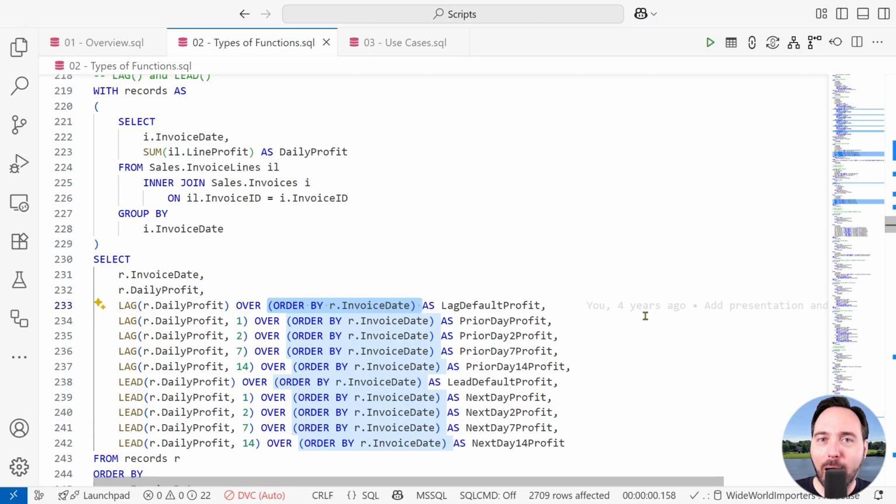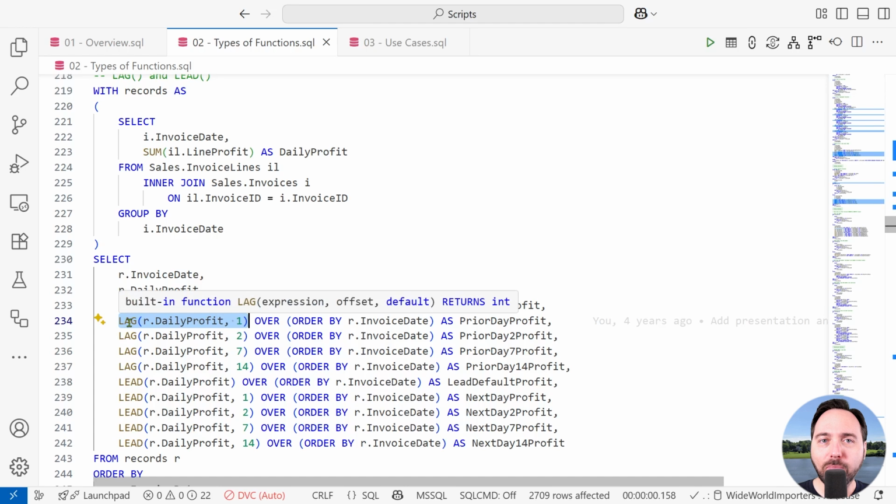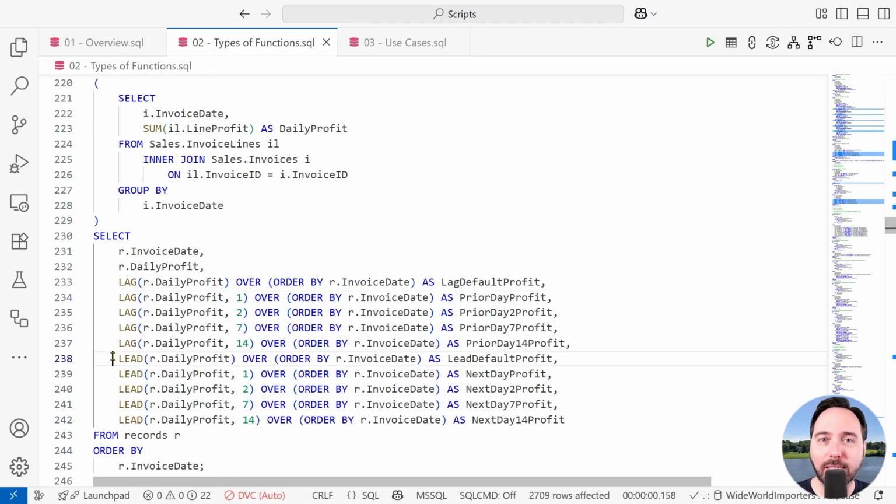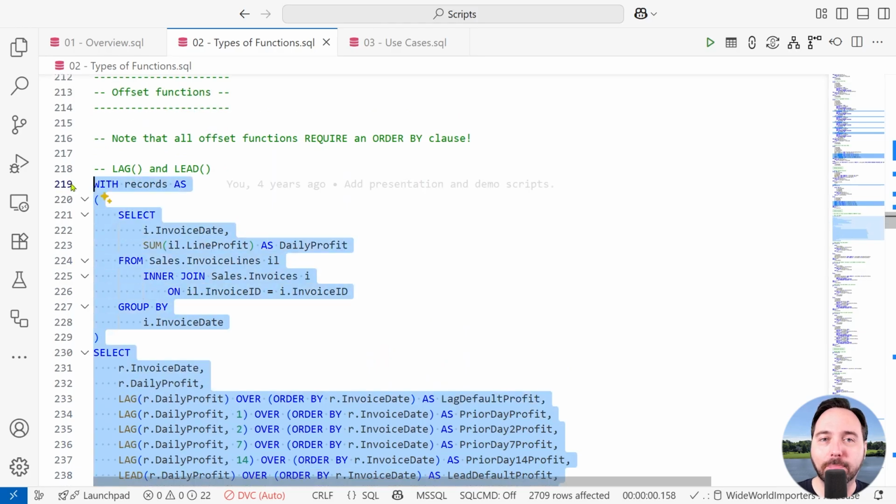But there is an optional second parameter as well on here. How many records do we want to move backward or forward? I can, of course, set this parameter's value to 1. So line 234 will behave exactly the same as line 233. But I can also use other natural numbers and get other numbers of records back, like 2, 7, or 14 in this example. Lead works exactly the same way as lag, except that we are moving forward in our frame instead of backward. Let's run this query and see what we get.